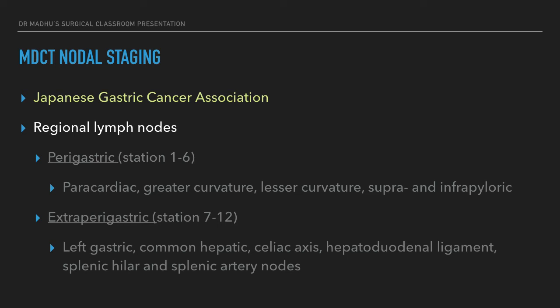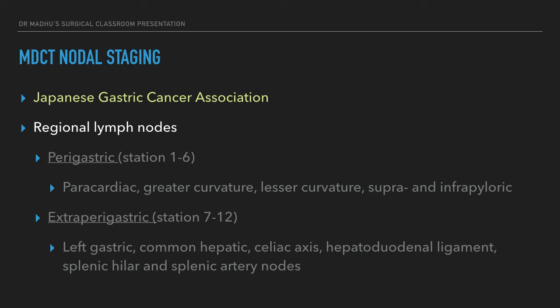The Japanese have done extensive work in mapping the nodal stations. According to the Japanese Gastric Cancer Association, regional lymph nodes in carcinoma stomach are divided into perigastric and extraperigastric lymph nodes. The perigastric lymph nodes are right and left paracardiac, greater and lesser curvature, supra and infrapyloric nodes, which belong to station 1 to 6.